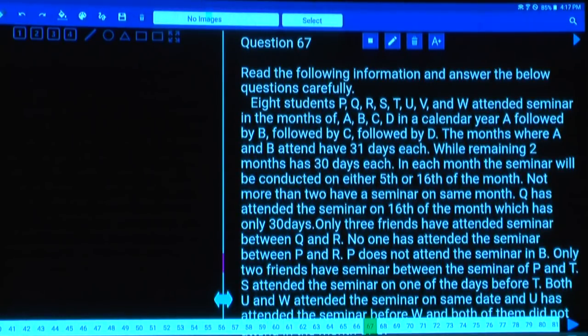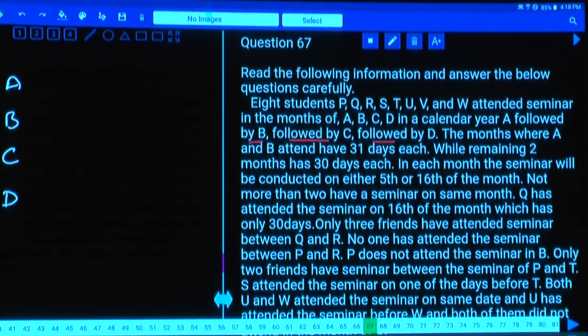Now, question number 67. 8 students, P, Q, R, S, T, U, V, and W, attend a seminar in the months of 4 months. What are the 4 months here? A, B, C, and D are the 4 months, isn't it? In a calendar year, A followed by B, B followed by C, C followed by D, and so on. The months where A and B attend have 31 days each. Now, this is 31 and this is 31. And C and D are 30 each, while the remaining 2 months have 30 days each.